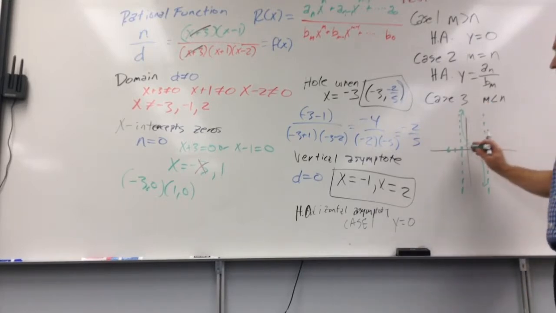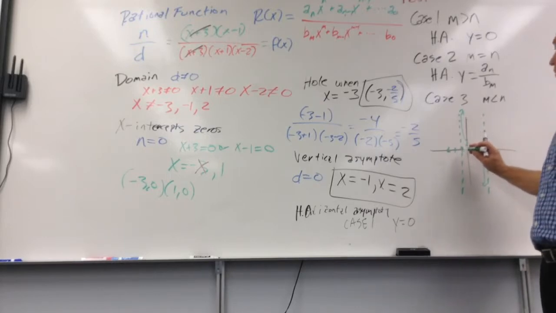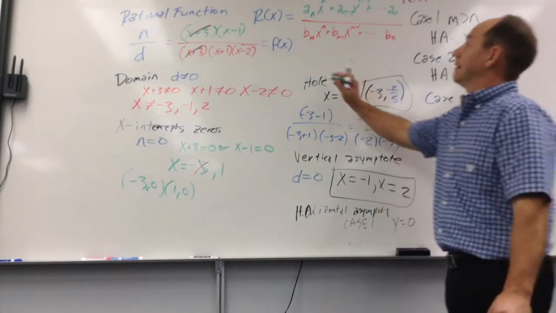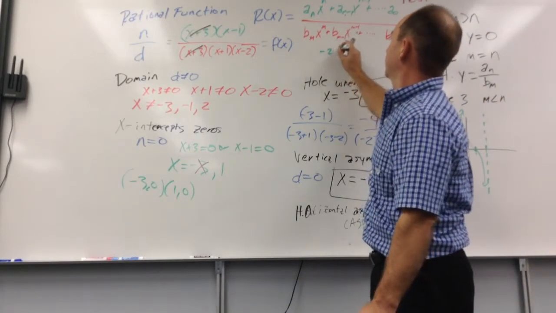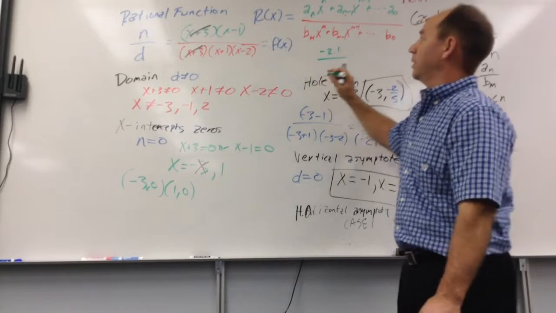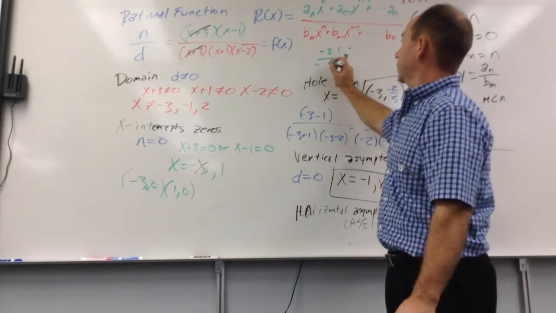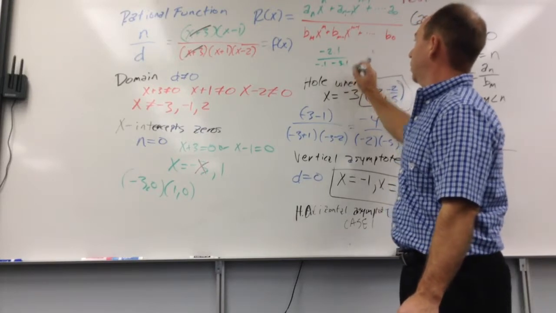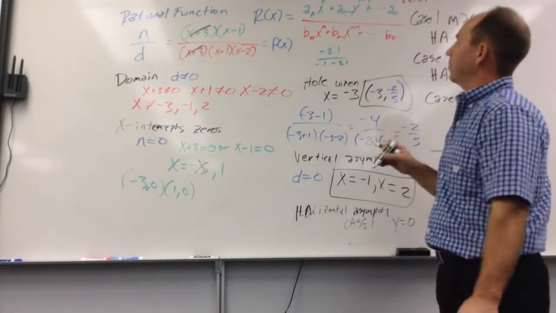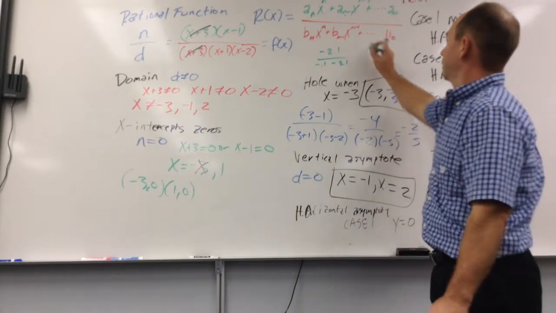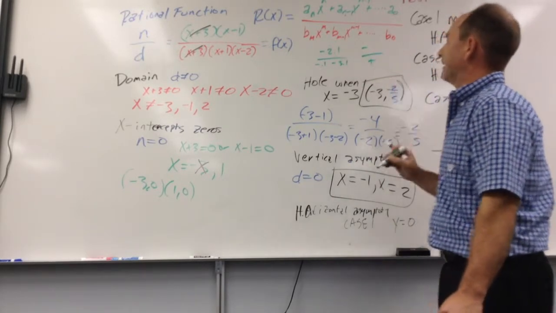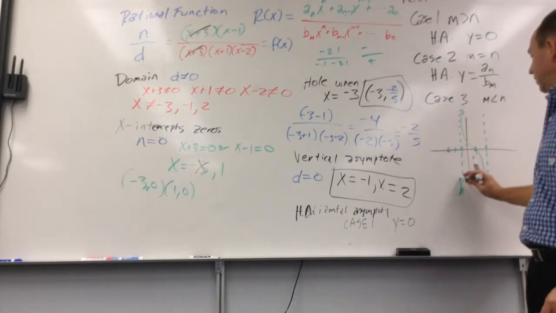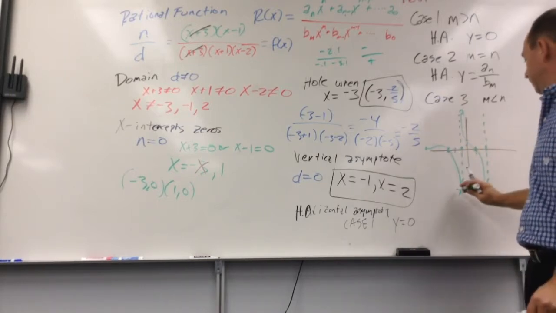And then as I get to the left of negative 1, let's try negative 1.1. That's going to be negative 2.1. Negative 1.1 plus 1 is negative 0.1. And that's going to be a negative 3.1. And so that's going to be a negative over a positive. A negative divided by a positive is a negative, so it's going to be down here. And we're going to have something that goes like that.